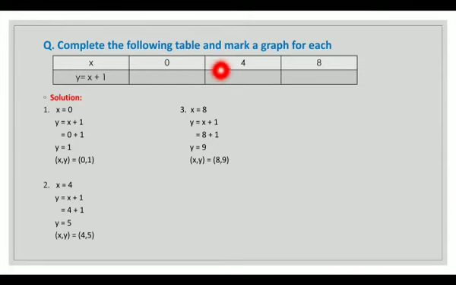When x is 4, y equals x plus 1. Substitute the value x equals 4 in this equation. So 4 plus 1, which is 5. So y equals 5. So x comma y equals 4 comma 5. When x is 8, y equals x plus 1. So substitute the value x equals 8 in this equation. So 8 plus 1, which is 9. So I got the answer 8 comma 9.